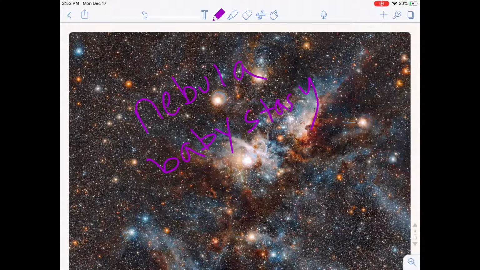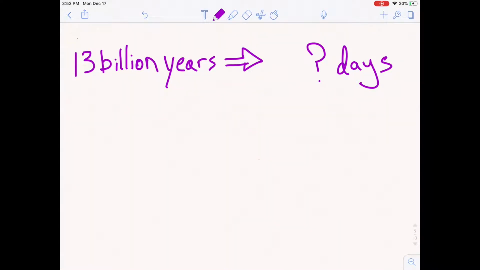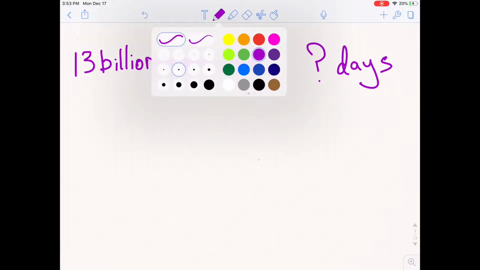So that's what we're talking about. And that, we know, occurred about 13 billion years ago in real time. But how many days ago did that occur? So we want to convert 13 billion years into days. So let's start at the start.